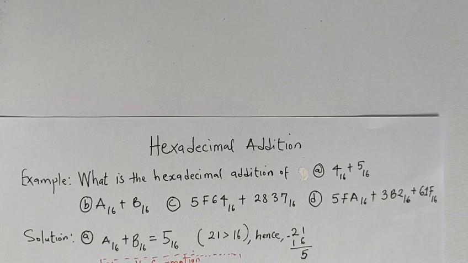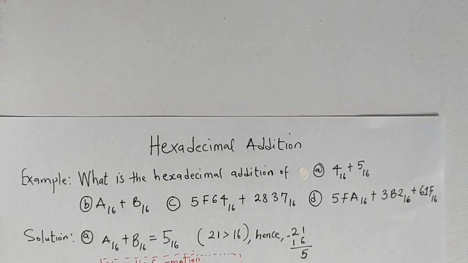In today's video, I'm going to be teaching you how to carry out hexadecimal addition. Example 1. What is the hexadecimal addition of A plus B, all in base 16; 4 plus 5, all in base 16; 5F69 plus 2837, all in base 16; and 5FA plus 3B2 plus 61F, all in base 16.